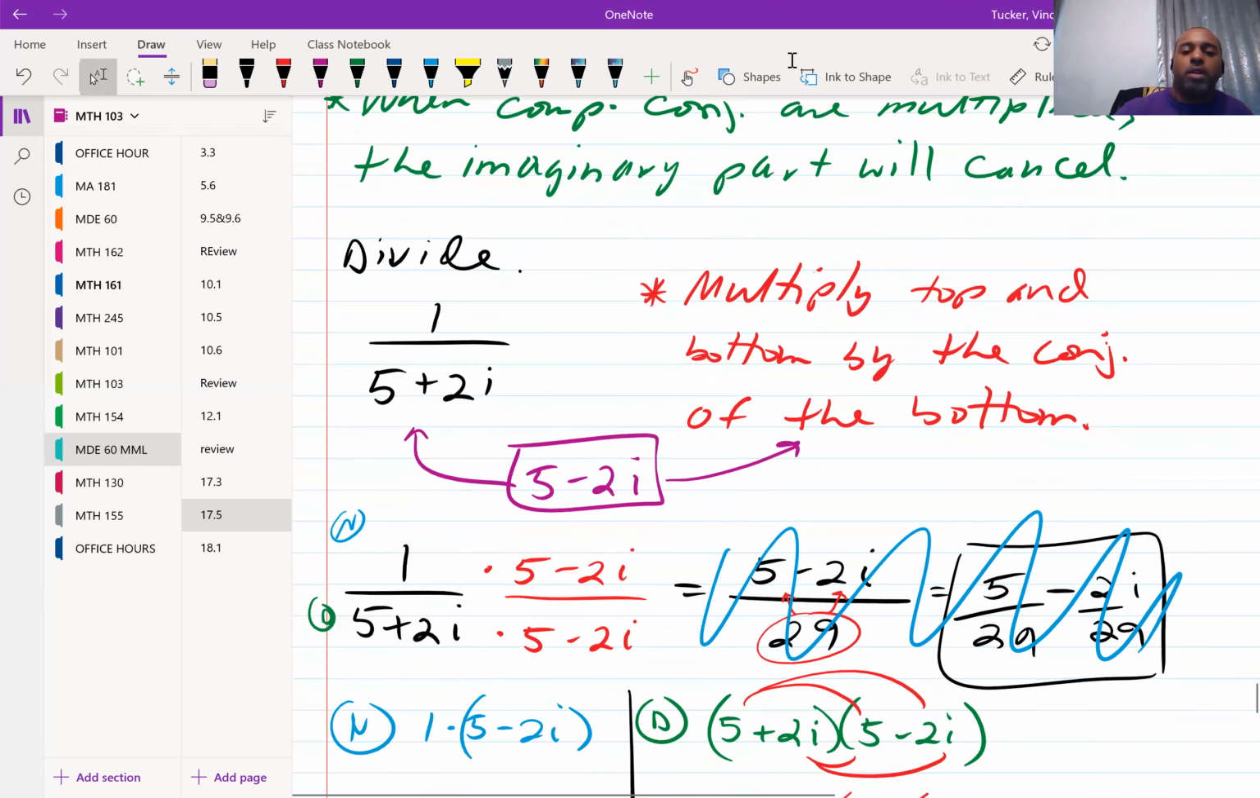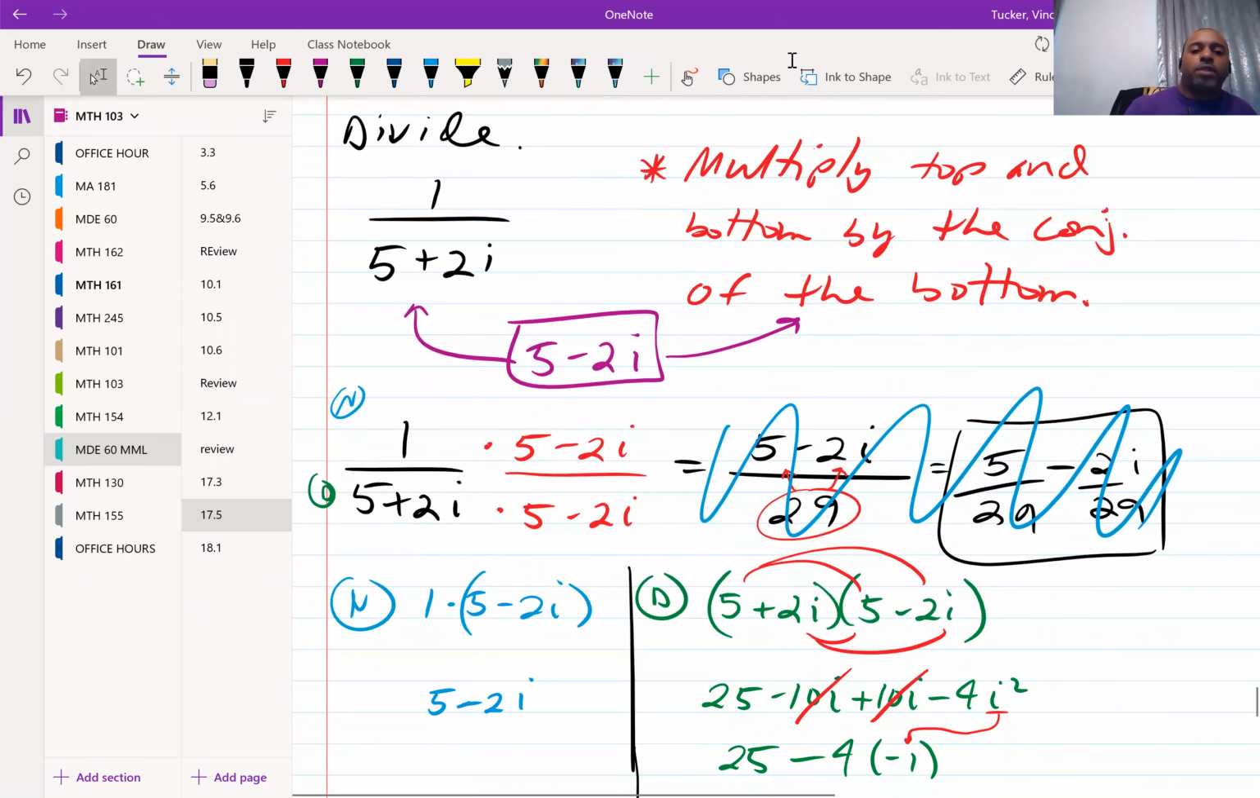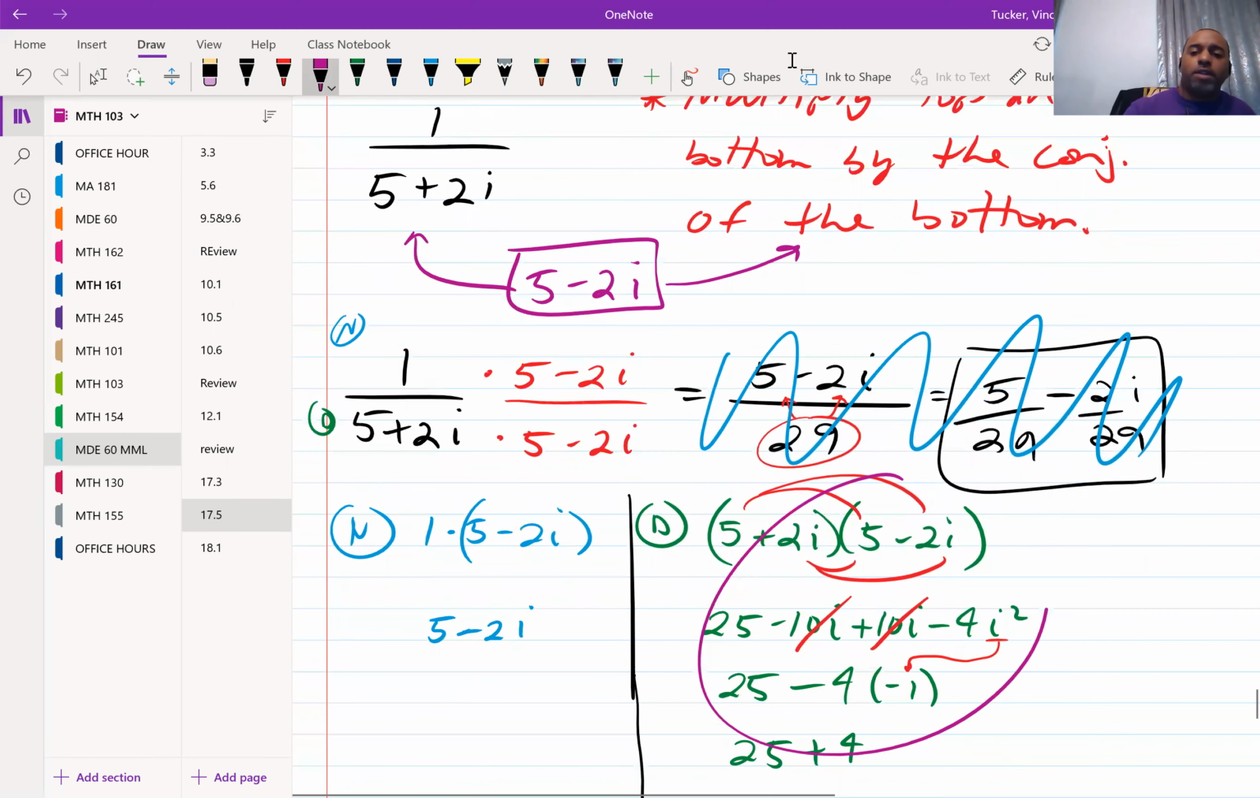All right. So multiplying 5 minus 2i to the top and bottom. Notice I notated my numerator work and my denominator work. So first in the numerator, 1 times 5 minus 2i. Of course, that's just going to be 5 minus 2i. In the denominator, we have 5 plus 2i times 5 minus 2i. And that's what we have right here.